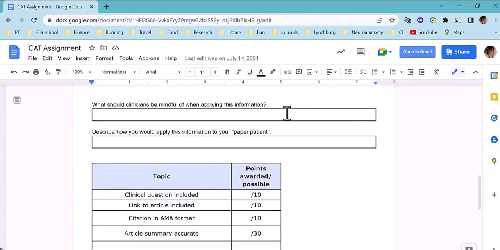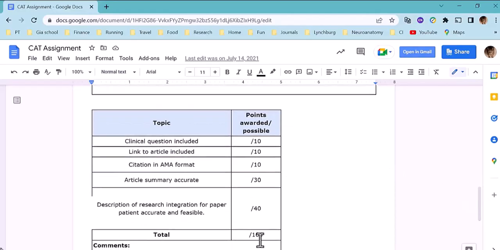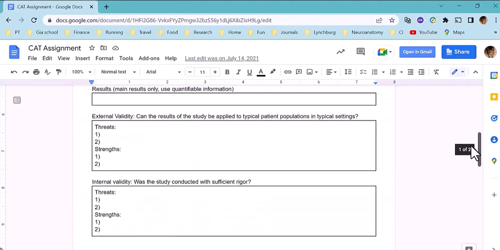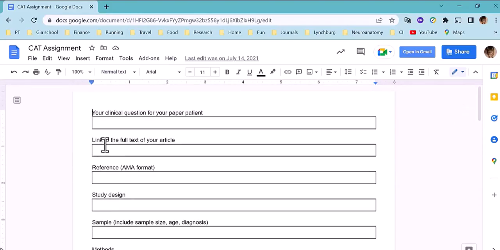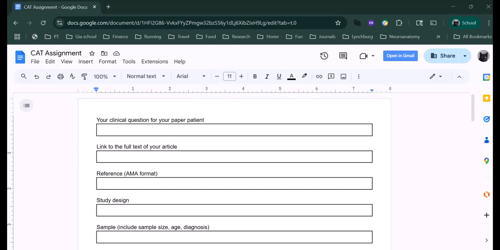Moving on, I'd like you to come up with some information that clinicians should be mindful of when applying the information in this article to any patient, as well as please describe how you would use this information for your paper patient. Okay, posted below is the rubric. Make sure that you've hit all these points and you've completed your CAT assignment. Like I said, during the course of the semester, we've actually pretty much completed the CAT assignment. Just a few little points to add to actually finish the CAT off.